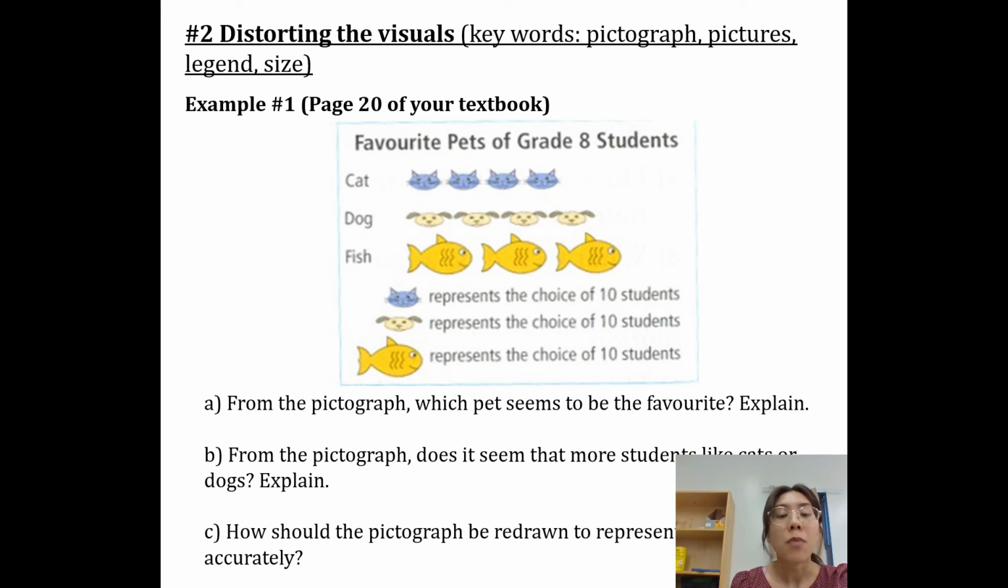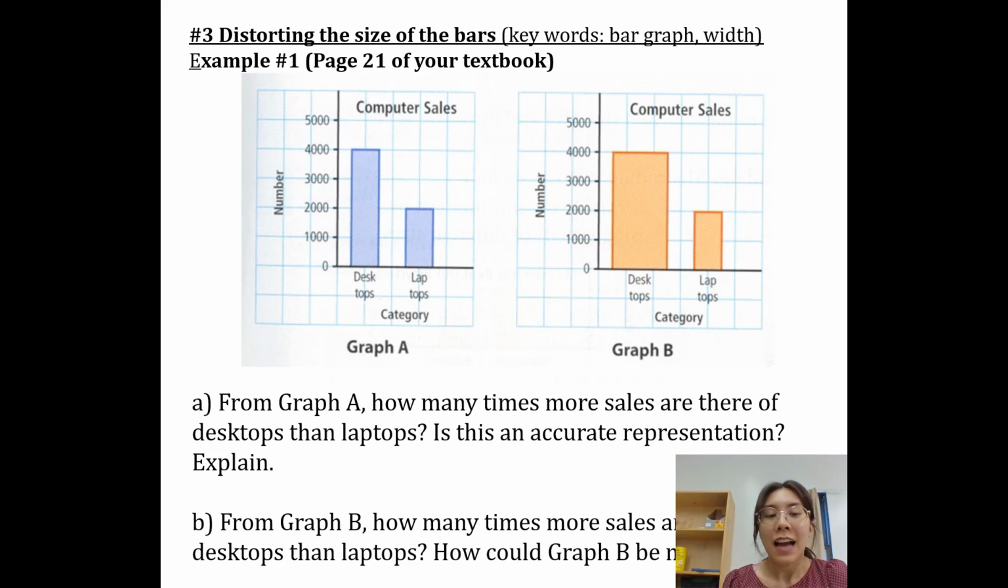In math, it is very important that we don't create any bias or lead people to misunderstanding certain information. And so that is my lesson today.